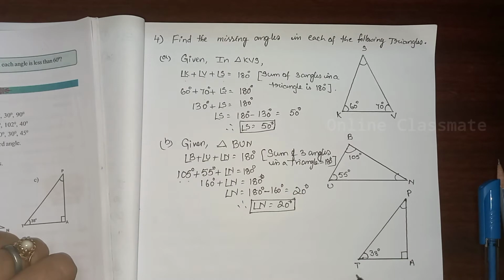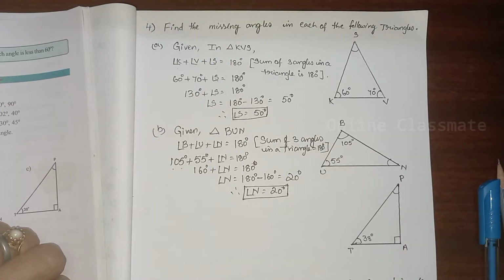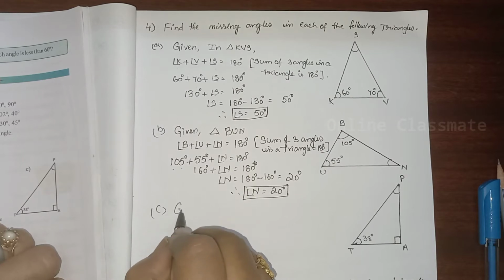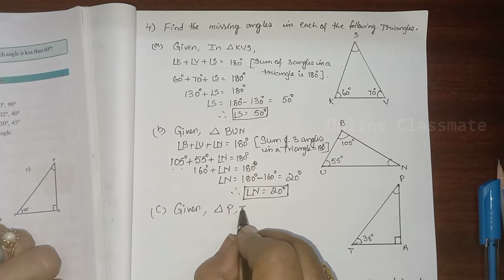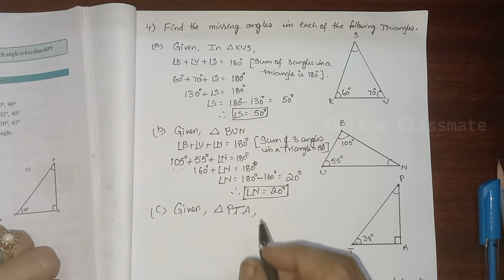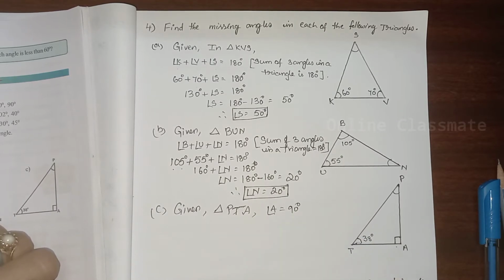Here triangle PTA. Here only the T value is given. How can you find the P and A values? Observe, children. Here a right angle is there. A is 90 degrees. See, given triangle PTA, angle A is equal to 90 degrees. Why? This is a right angle.